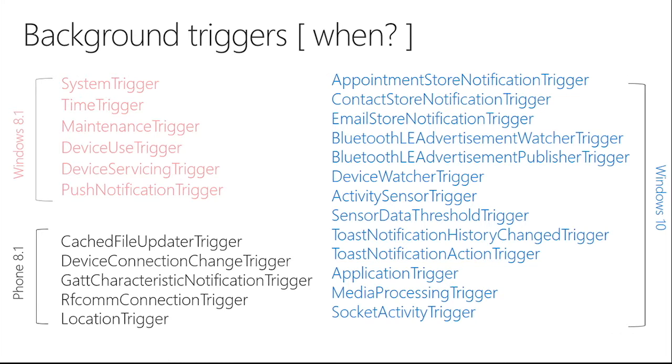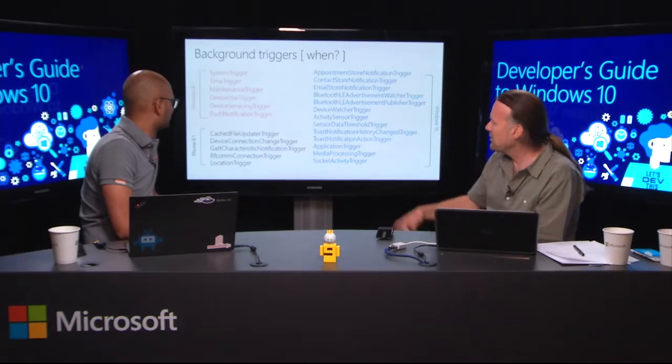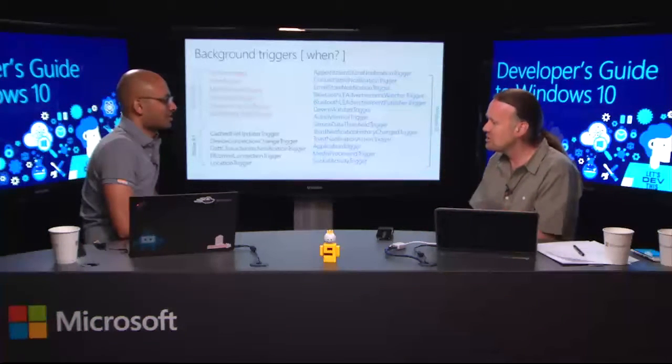Cached file, so it had those and these. Cached file updater. Device connection change, that's all Bluetooth and device connection change and GATT characteristic of these things with Bluetooth profile. Devices coming and going. RFCOMM, another one like that. Very similar. And then location trigger is about geofencing.